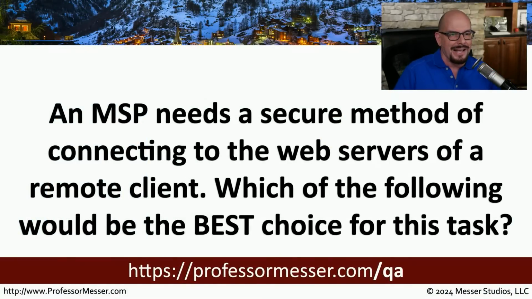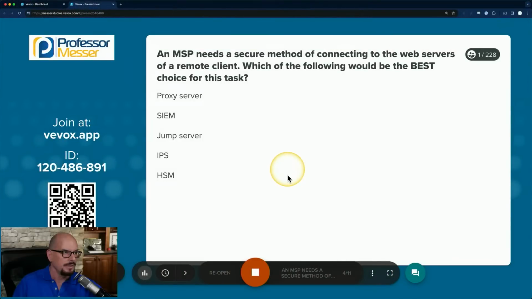It asks, an MSP needs a secure method of connecting to the web servers of a remote client. Which of the following would be the best choice for this task? Would it be A, proxy server, B, SIM, C, jump server, D, IPS, or E, HSM?